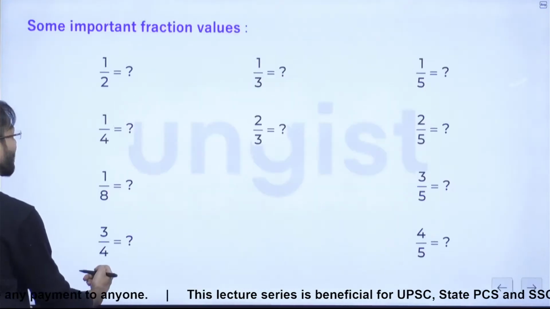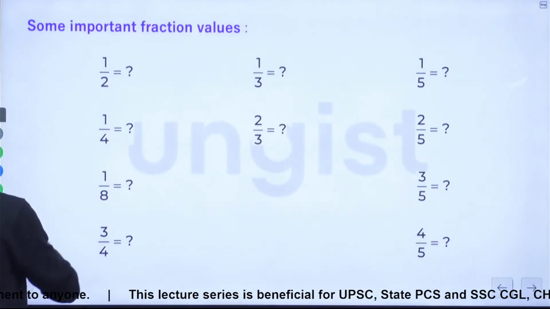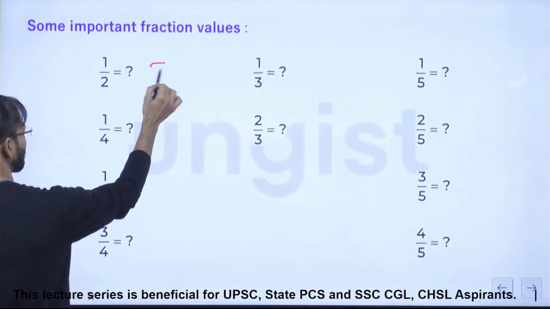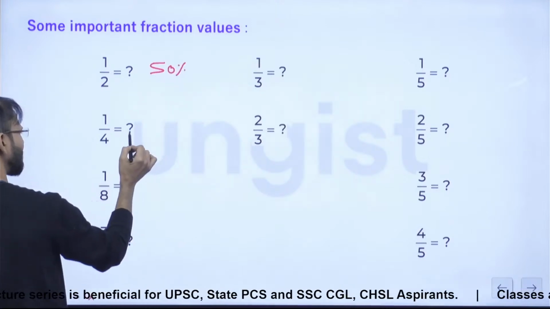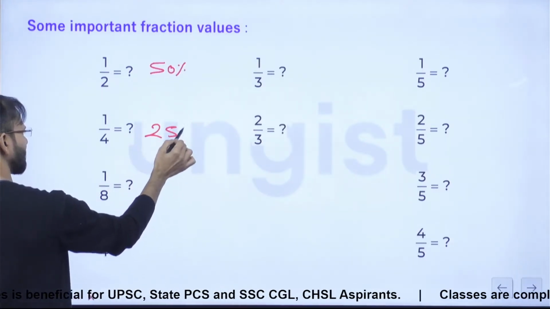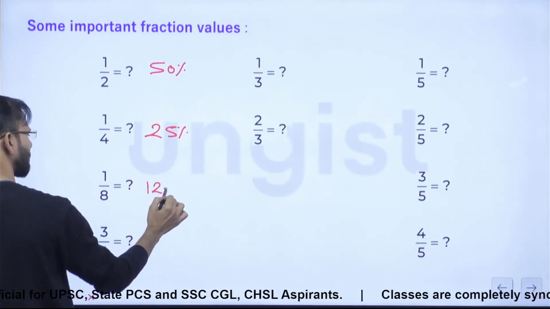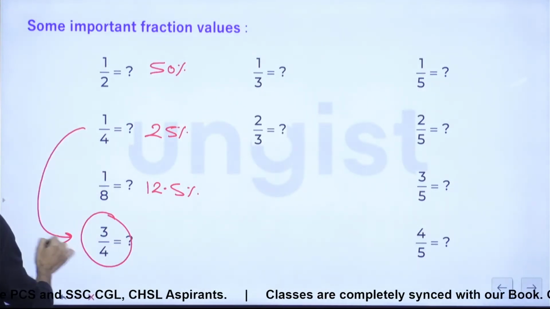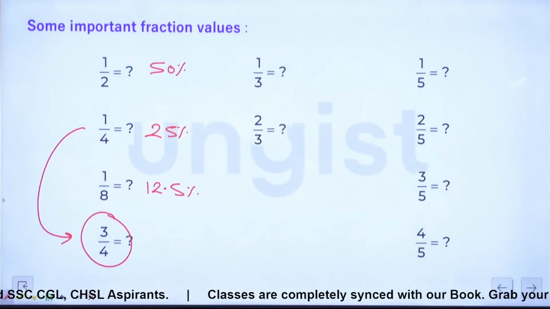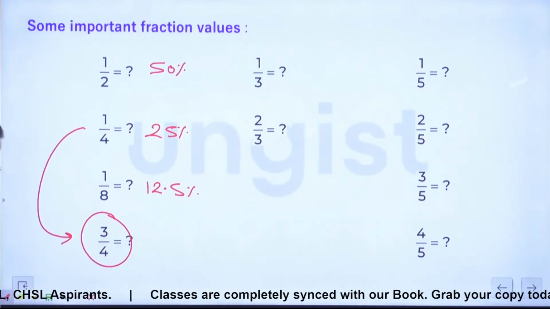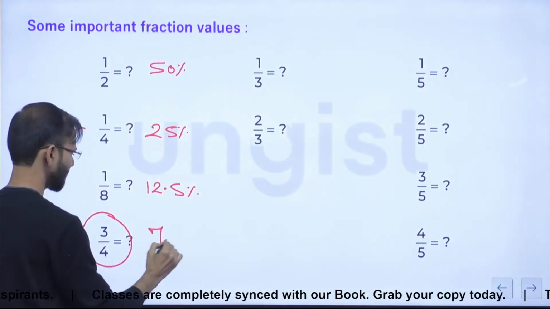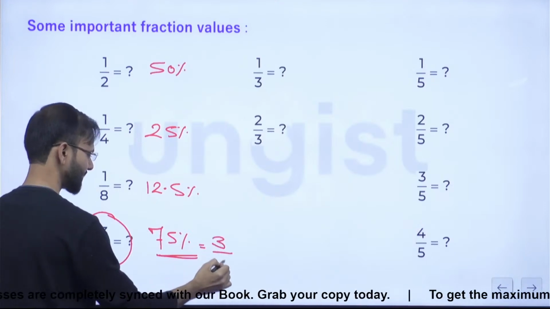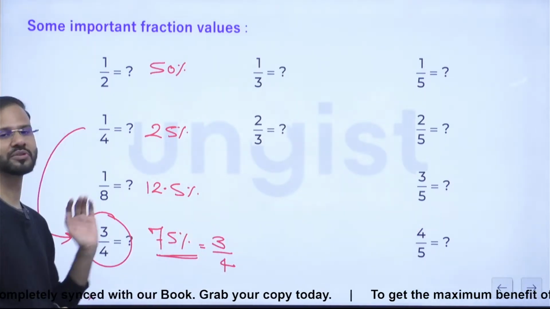Look, all of you, tell me, what should I write over here? 50. Good. What should I write over here? 25. Very good. What should I write over here? 12.5. Very good. Now guys, this is 3 times of this, everyone. Right? What should be this? 75. Very good. So now 75%, as soon as you see 75%, you should think about 3/4.